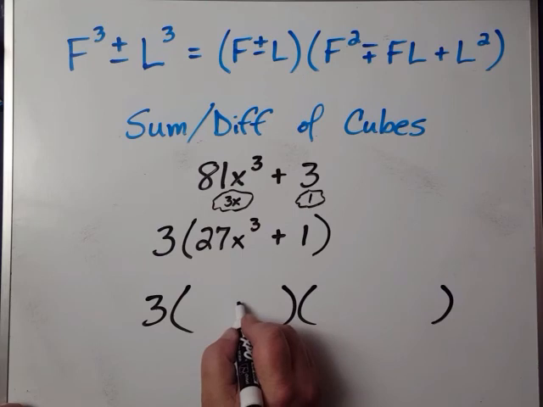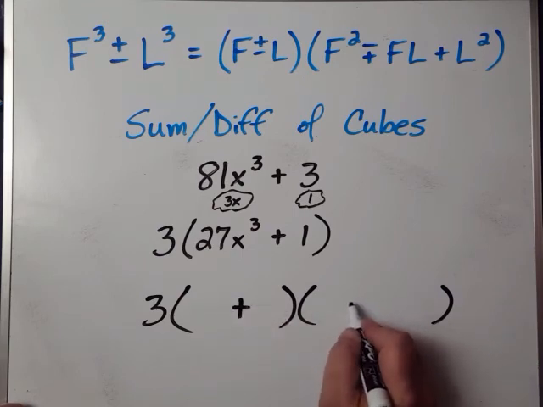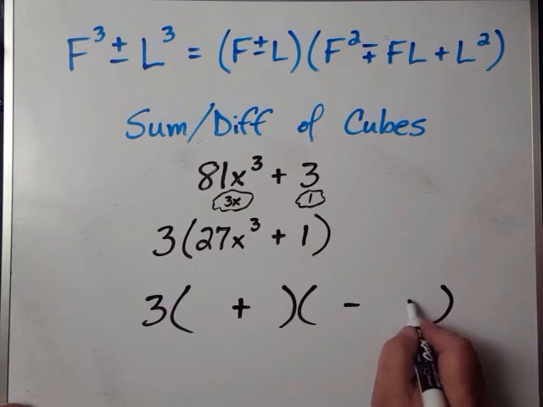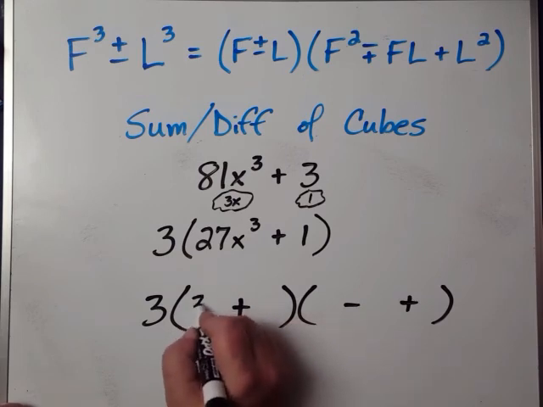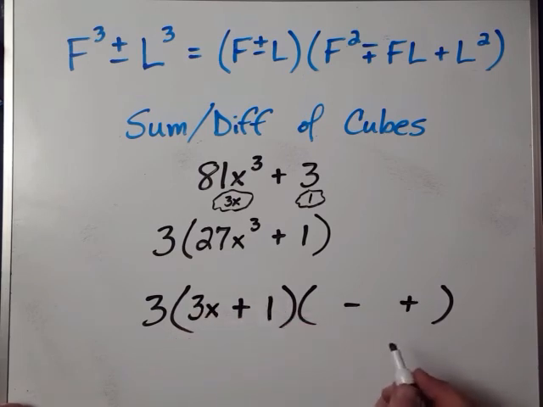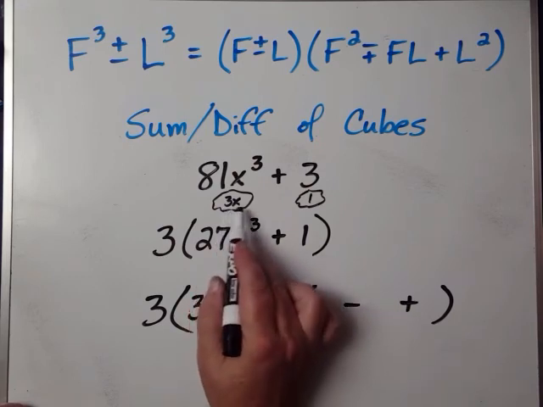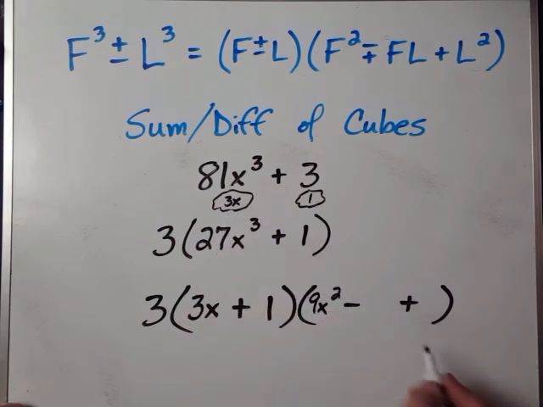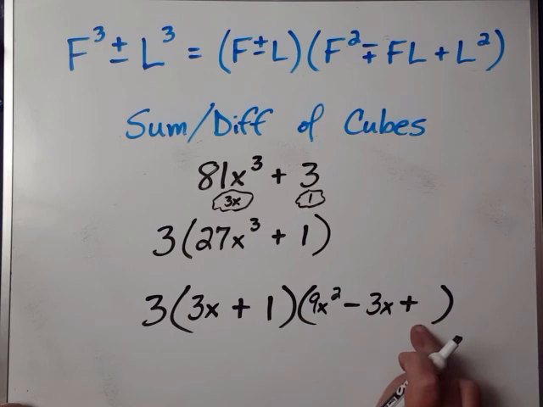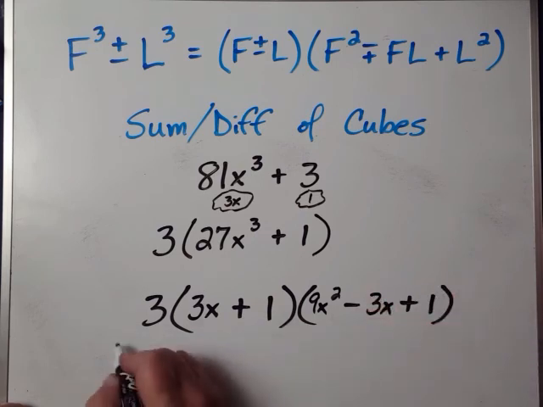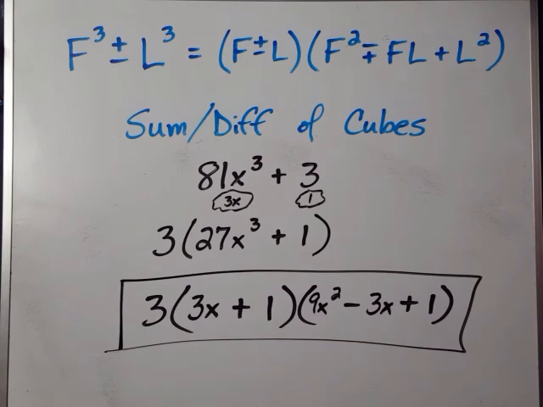The sign in the binomial matches the sign of the problem. The first sign in the trinomial is the opposite of that. The last sign is always plus. Our 5 blanks. The first, 3x. The last, 1. The first squared, you square 3x, you get 9x squared. The first times the last, 3x times 1 is 3x. And the last squared, 1 squared is 1. This is now factored completely. Always look for that greatest common factor first. Let's finish up with one more.